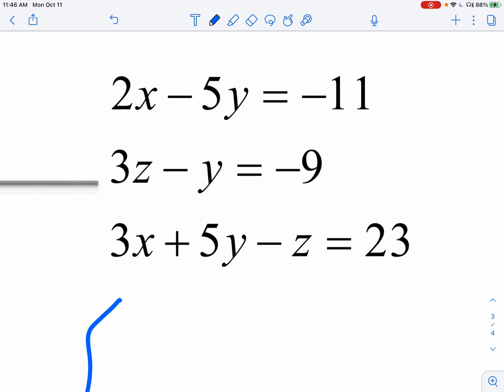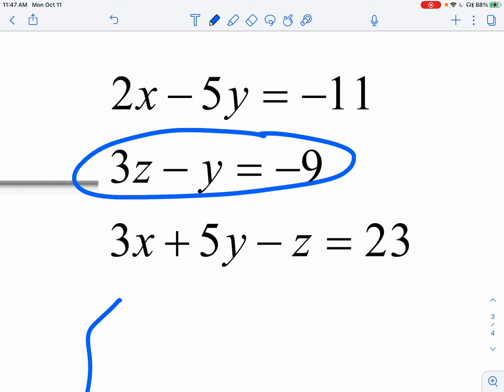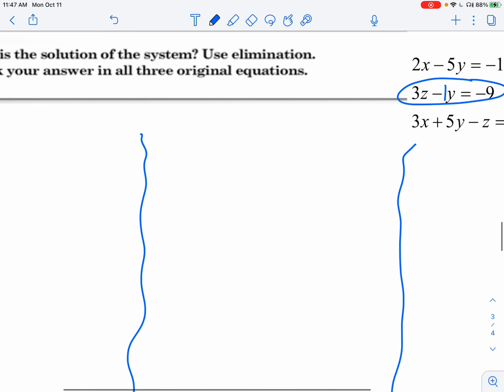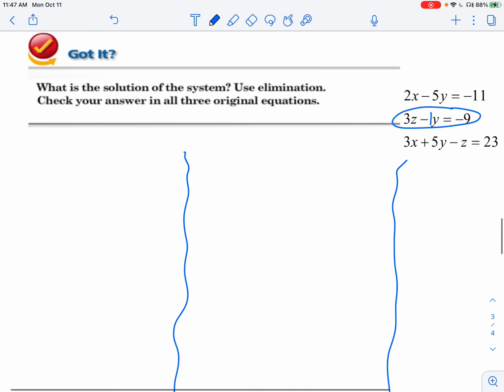And you want to pick the easiest equation with the easiest variable. I will not pick the top equation because of the 2 and the 5. I will pick the middle equation to start with because it has a coefficient of -1 on the y. I would not pick the bottom. If I picked the bottom, it would be because of the z, but because the middle one works, it has a coefficient of 1 in front of that y, that's the one I'm going to pick.